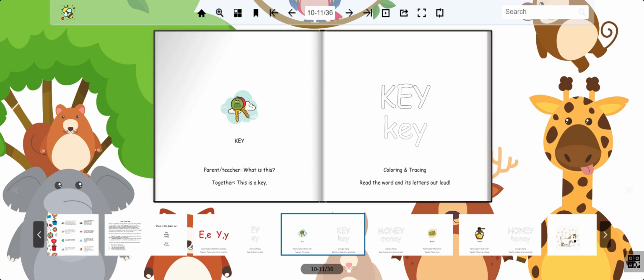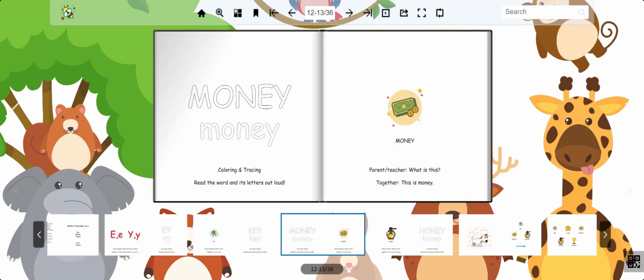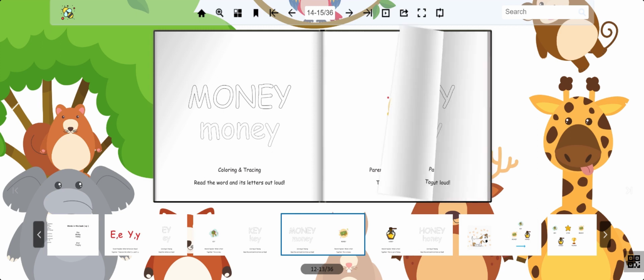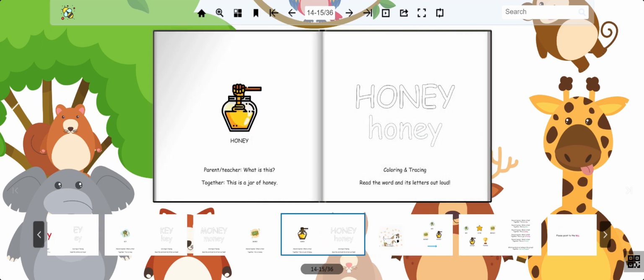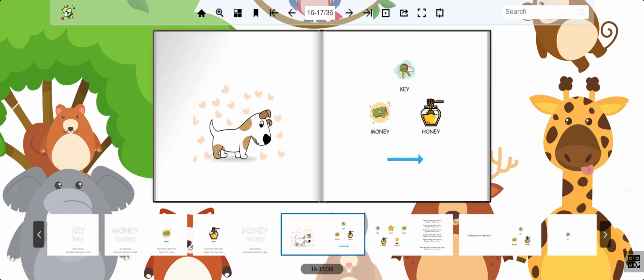This is a key. People use keys to open things like cars and houses. This is money. People use money to pay for things. This is honey, a delicious liquid. Key, money, honey.